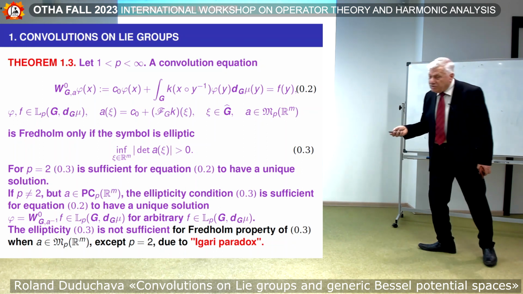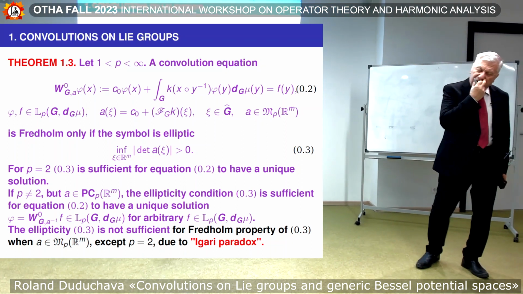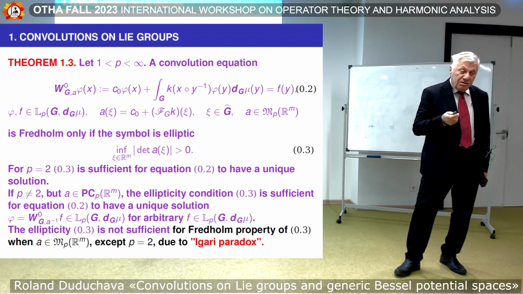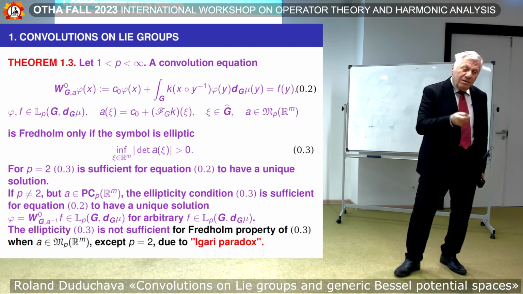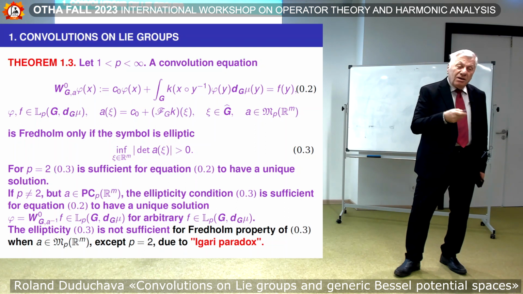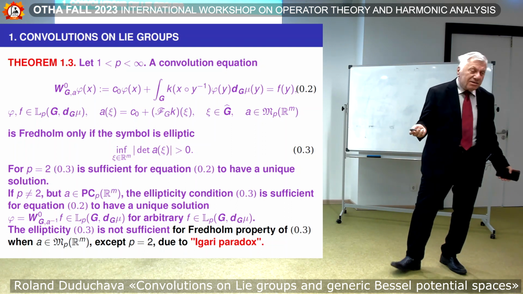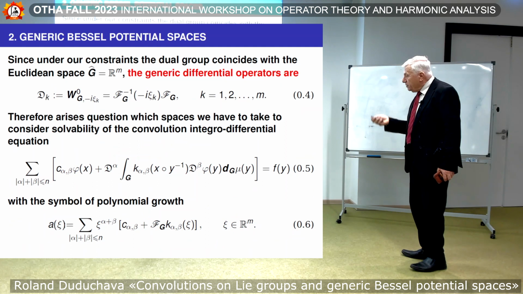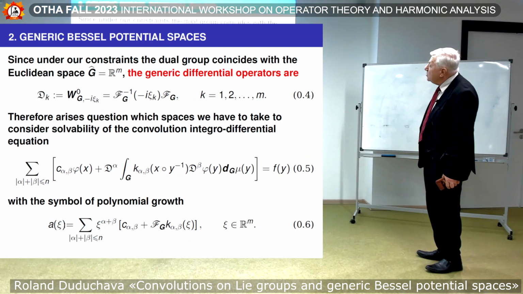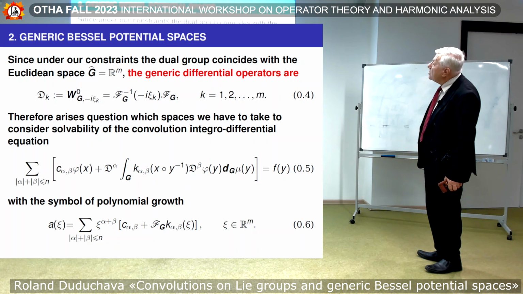And here is the Igari paradox. I call it the Igari paradox. Igari found even continuous functions which are multipliers in all L^p, in L^p when p is fixed, but in L2 too. It is elliptic, bounded away from zero everywhere, but the inverse to it is not a multiplier. In L2, yes, but in L^p, not. So let us call it the Igari paradox. So we need this PC_p class to have necessary and sufficient conditions for invertibility.